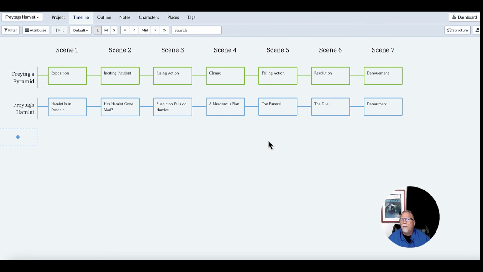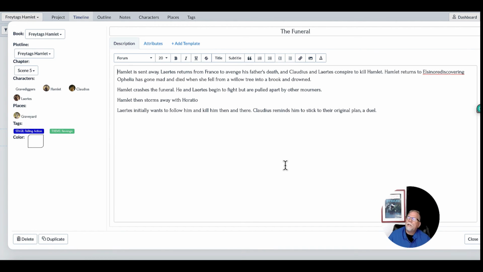Now, Hamlet returns during the following action, and he sees that a funeral is happening. So he essentially crashes the funeral, and he discovers that Ophelia, a woman that he loves, has gone mad and died when she fell from a willow tree into a brook and drowned.